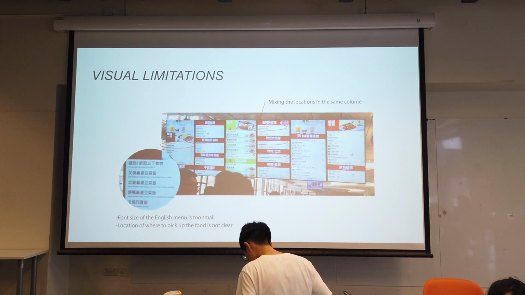And also another big problem is that after you've ordered, after that really long queue, it's very confusing to know where to pick up the food, because on the menu it did say which location, but it's all mixed up in different columns.